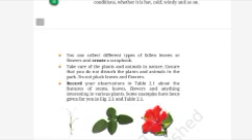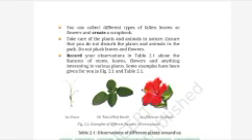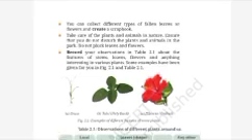Next, you can collect different types of fallen leaves or flowers and create a scrapbook. Take care of the plants and animals in nature. Ensure that you do not disturb the plants and animals in the park. Do not pluck leaves and flowers. Record your observations in table 2.1 about the features of stems, leaves, flowers, and anything interesting in various plants.